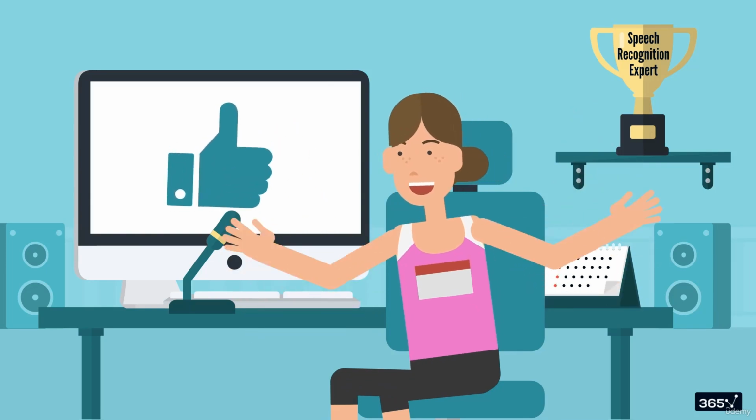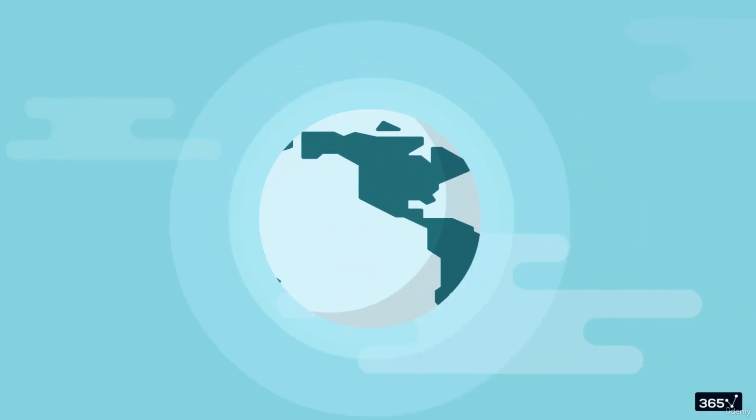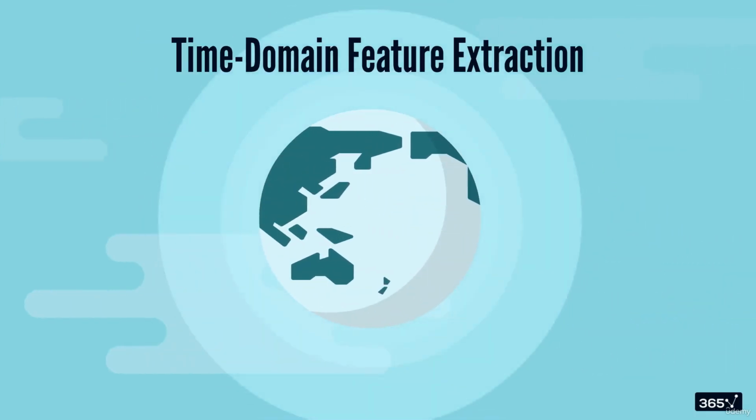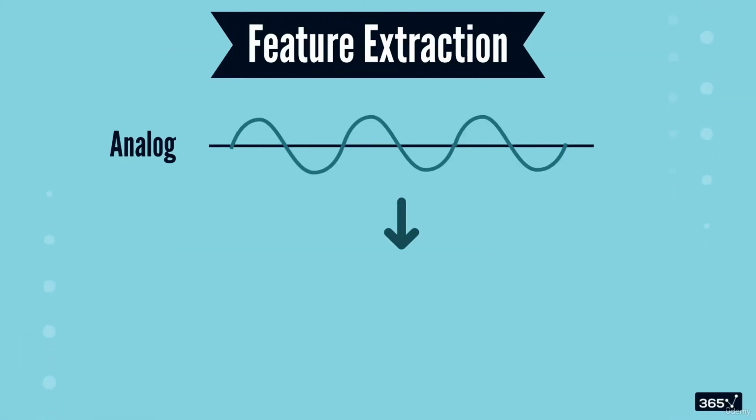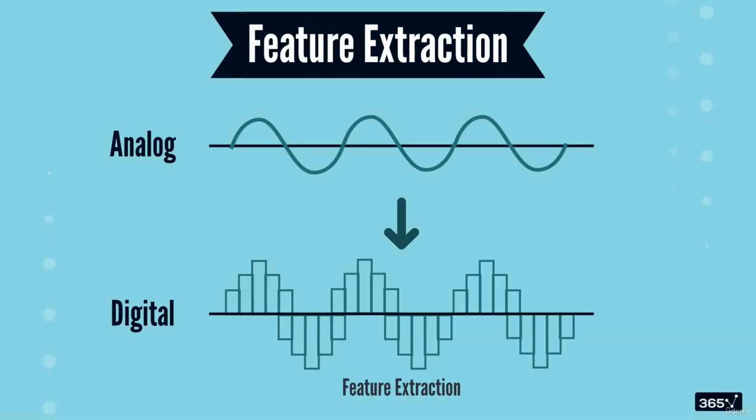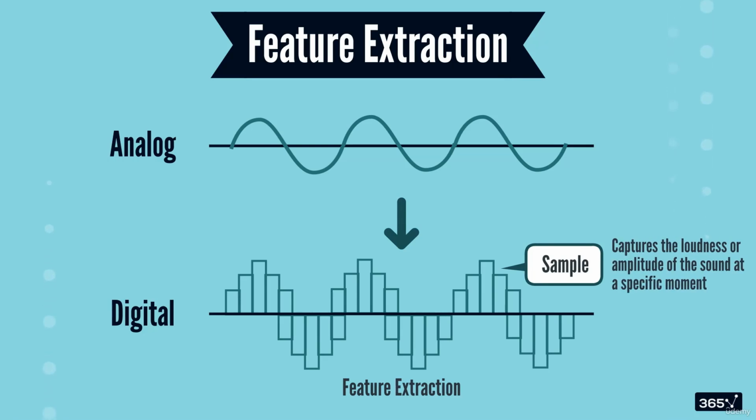Okay, let's start our journey considering how time-domain audio features are extracted. Feature extraction begins after the signal is converted from analog to digital, a process we explored earlier in the course. To convert an analog sound to digital, we measure the sound wave at frequent intervals. Each measurement is called a sample and captures the loudness or amplitude of the sound at that specific moment. Okay?